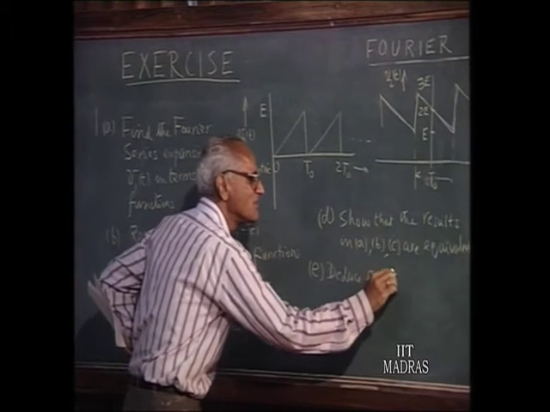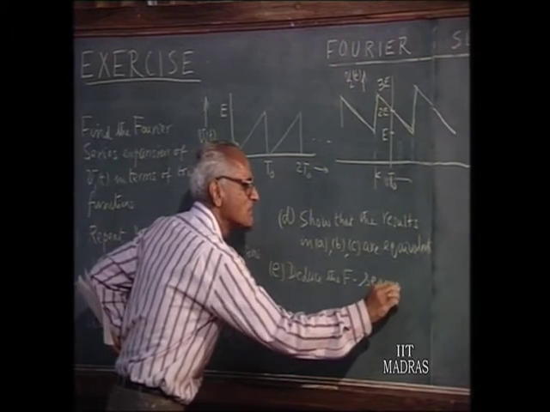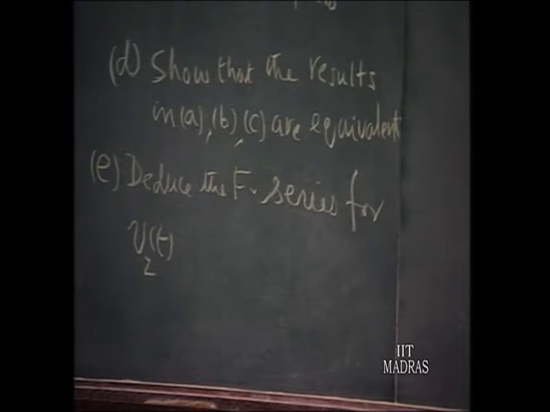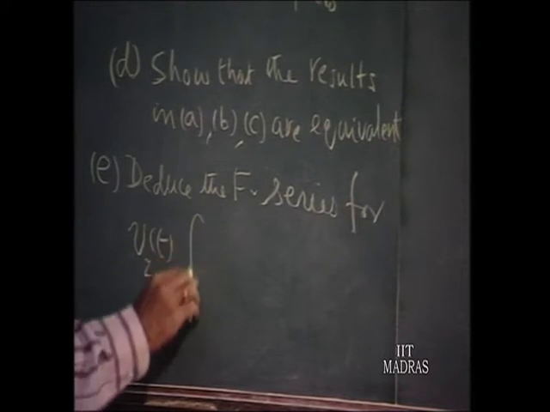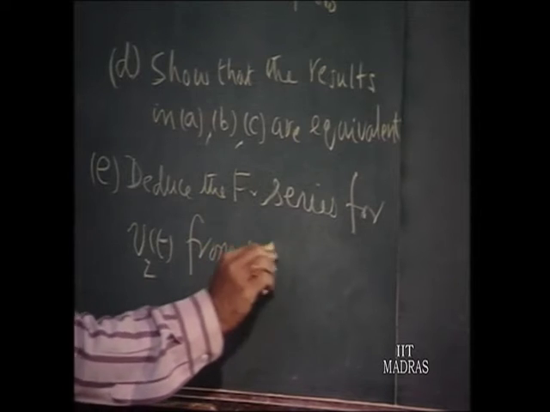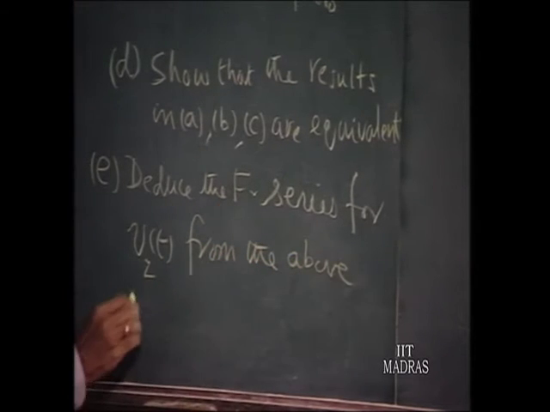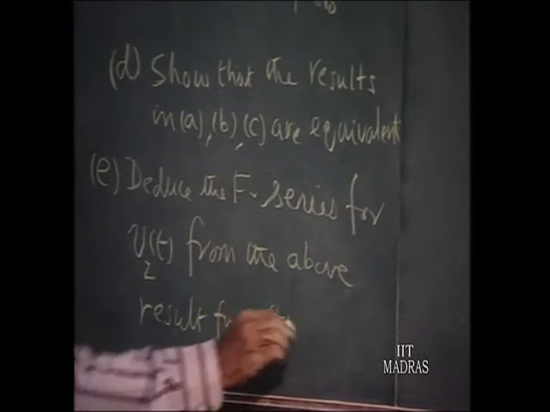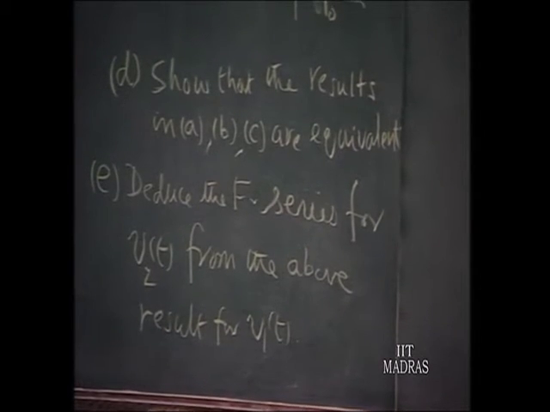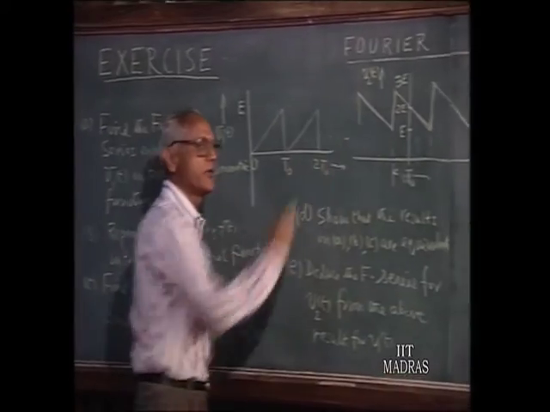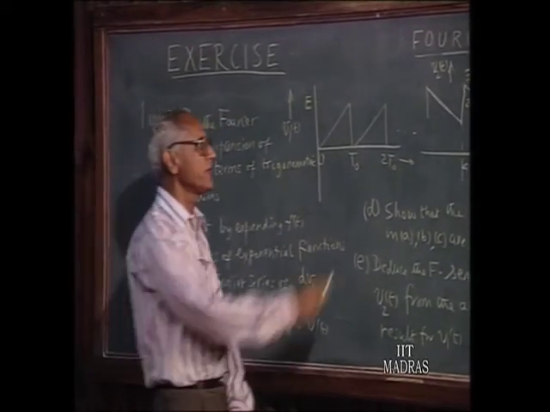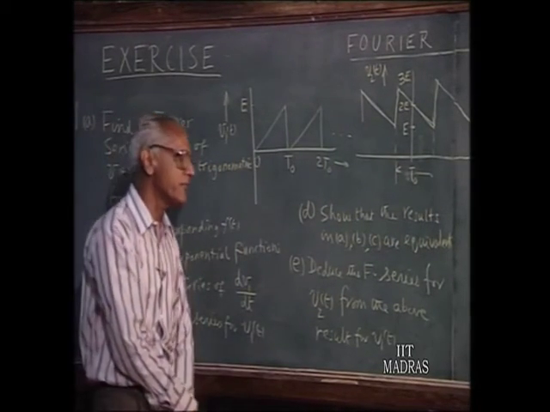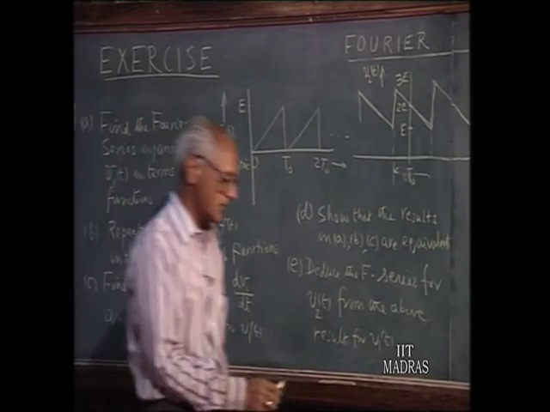Deduce the Fourier series for V2 of t from the above results for V1 of t. In other words, what we expect here is you do not find the Fourier series for V2 of t directly, you somehow relate V2 of t with V1 of t. Since you know the Fourier series for V1 of t, you use that information to calculate the Fourier series for V2 of t. That is the first example.